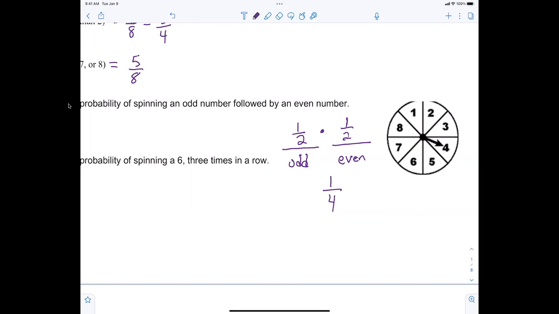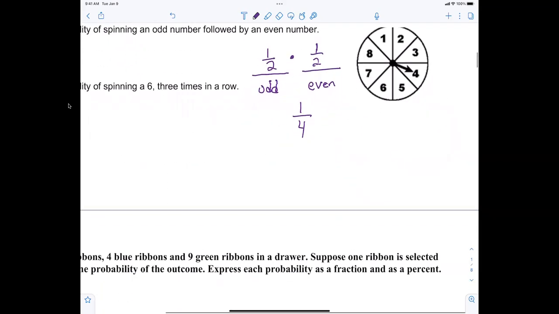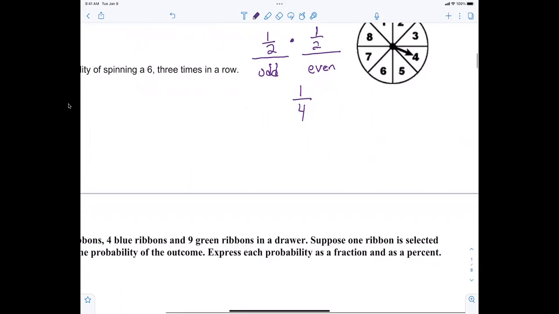So basically, if you spin it twice, 4 times, or if you spin it 8 times, one of the 4 times that you spin it twice, it's going to be an odd number followed by an even number. Well, yes, and I really appreciate you thinking about it. So again, everyone should be thinking about it. But here is what he's saying, right?